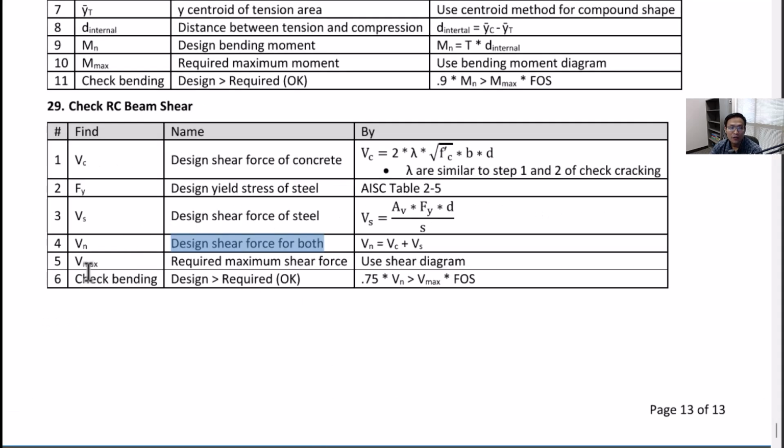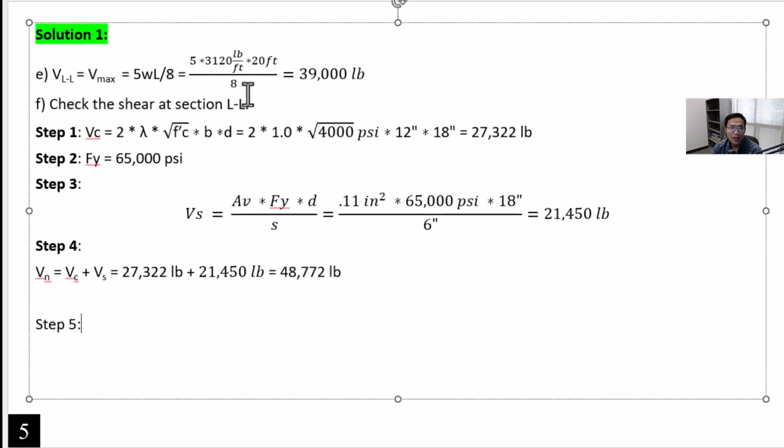Now step 5, to find the Vmax. The Vmax is the one that we already calculated in question E. So we can just reuse that one. Vmax will equal this. And then step 6. Step 6 is to check it.